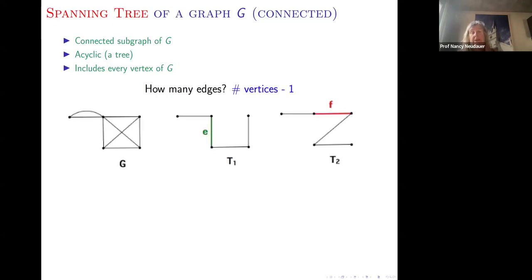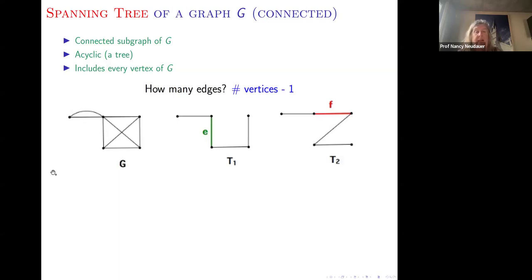And so the spanning tree of a graph is a connected subgraph of G, it's acyclic, and it includes every vertex of G. So those are the three pieces we need. But there's a property about spanning trees that I want to hone in on here. In general, how many edges do we have? We have whatever the number of vertices is minus 1.